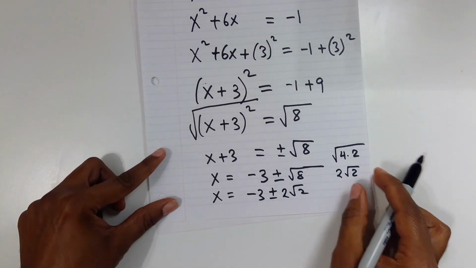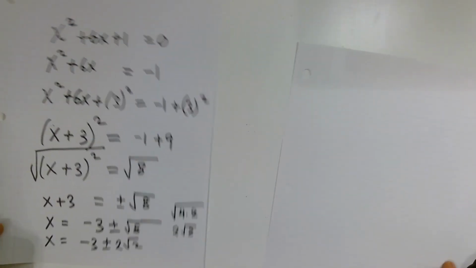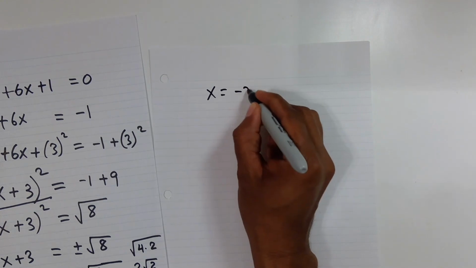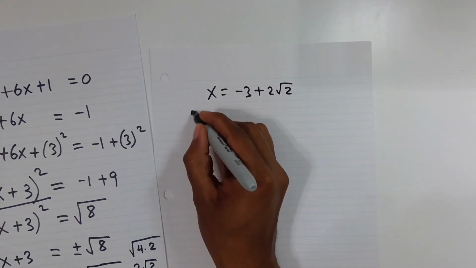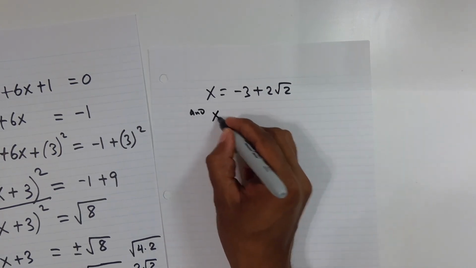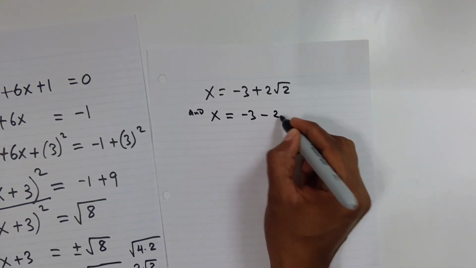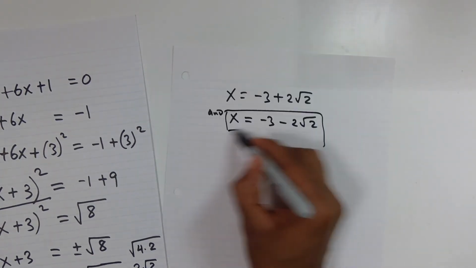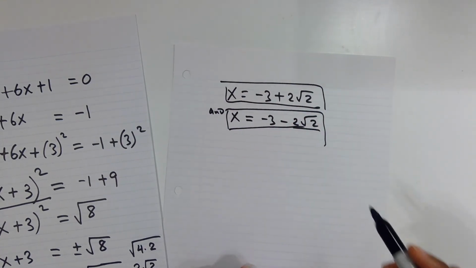So you will have two solutions where x is equal to negative 3 plus 2 root 2, and the other solution will be x is equal to negative 3 minus 2 root 2, and that will be one of the answers, and this will be the other solution of this equation.